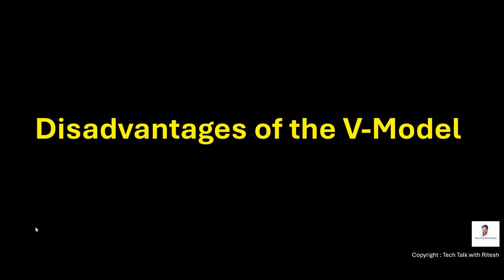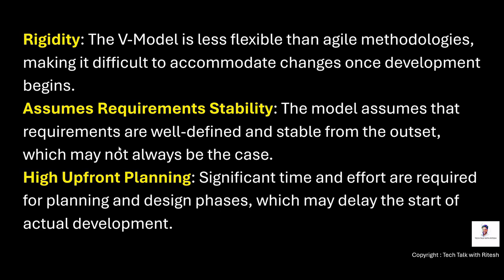Let's understand the disadvantages of V model now. So first one is it's rigid in nature. Likewise, in waterfall model we cannot go back. The first phase is complete, then only we will move forward. In this model also, the development phases have a corresponding testing phase, but we cannot go back to fix anything, right? The V model is less flexible than agile methodologies, making it difficult to accommodate changes once development begins.